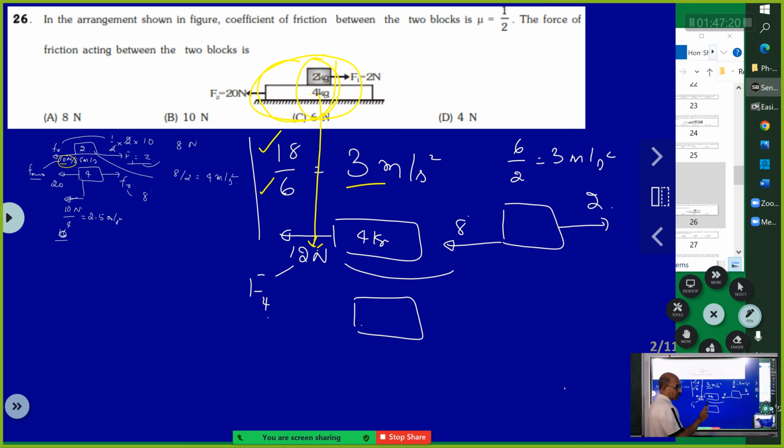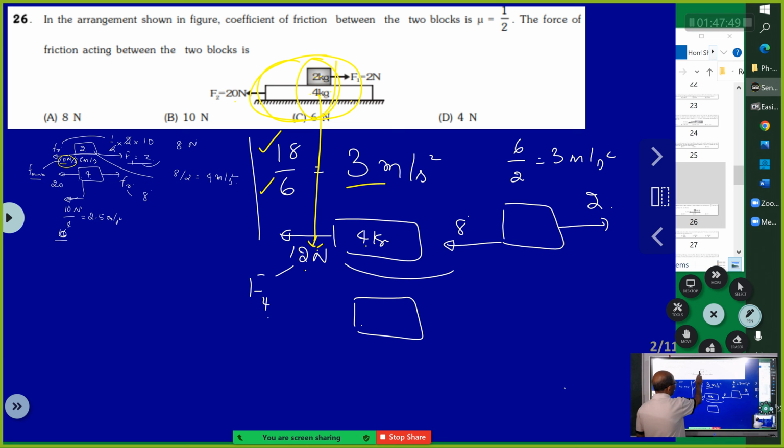The net force on the 4 kg has to be 12. So 12 divided by 4 will give you 3 meters per second square. So the lower block will move with 3 meters per second square. But the total force acting here is 20, and this needs only 12 newtons to move it with 3 meters per second square. The remaining 8 newtons has to be the friction between this block and this block.